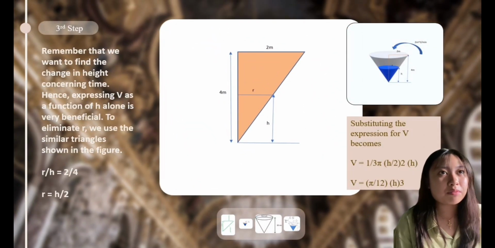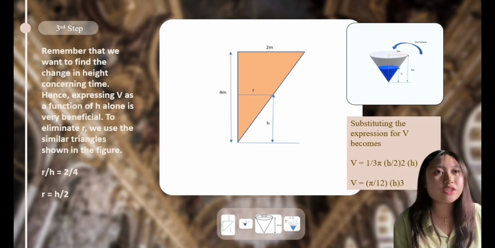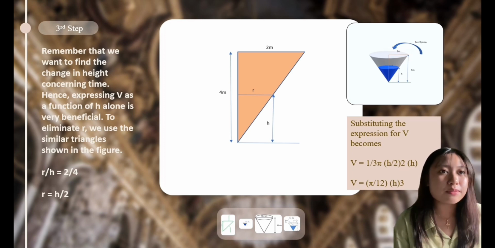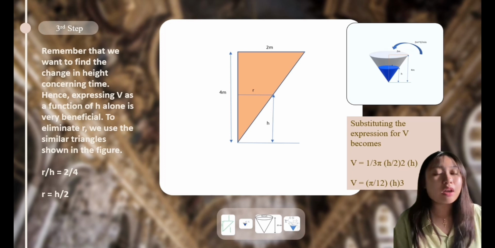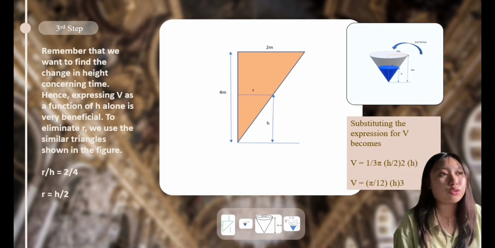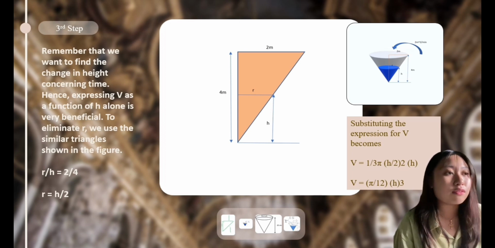For the third step, remember that we want to find the change in height with respect to time. Hence, expressing V as a function of h alone is very beneficial. To eliminate r, we use the similar triangles shown in the figure. r over h equals 2 over 4, so r equals h over 2. Substituting into the expression, V equals 1/3 pi times (h/2)^2 times h, so V equals pi/12 times h cubed.